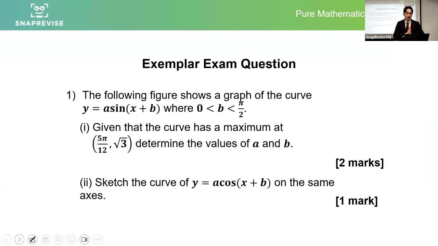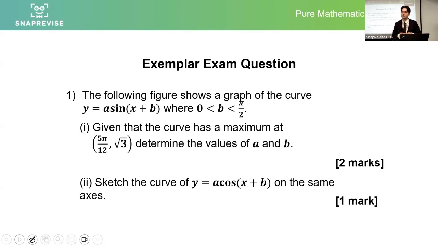The following figure is the graph of a sine x plus b, where b is between 0 and pi over 2. Given that the curve has a maximum at 5 pi over 12, root 3, find the values of a and b. For those that were in the session yesterday, it's a similar question, but it's harder. It's this idea of having some values to sub in, very like graph transformations. Then it says sketch the curve of y equals a cos of x plus b on the same axes. So once you've found a and b, you can do that same graph transformation.